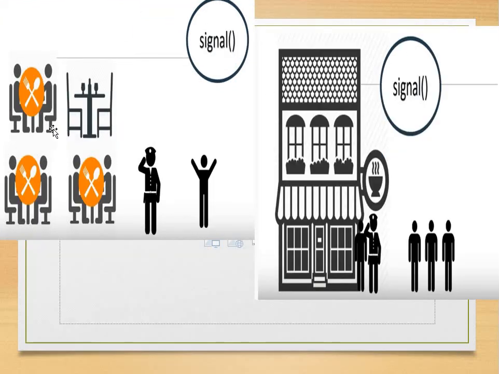Imagine in this case that previously all 4 chairs were fully filled. Once a person finishes eating, he gives a signal to the security. This signal operation means, I have used my resources, I have completed my operation, and he gives a signal and leaves. Meanwhile, the security approaches the people waiting outside and tells them, okay, 1 chair is free, you can go and use it. So this is how wait and signal operation works.